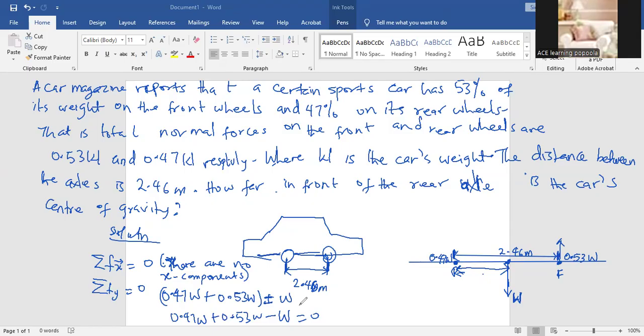Now, the third condition is that the sum of all torques acting about any point should be 0. That is, the body should not have a tendency to rotate. So the summation of torque should be 0. This is the third condition that we must satisfy. So let us work that out. That is the only way we can get the answer.